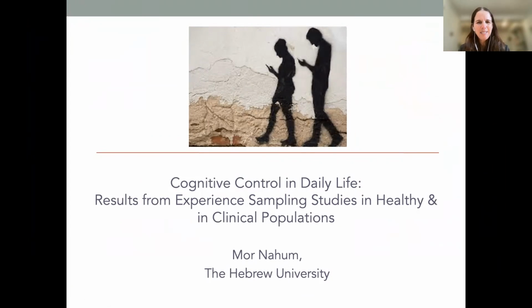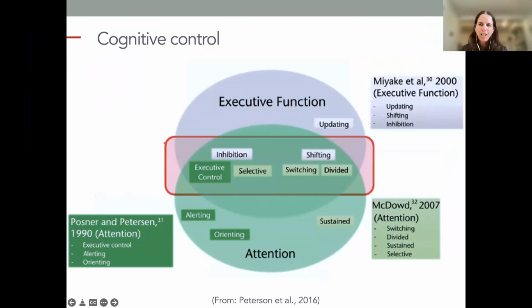Yes, as Hadas mentioned, today's talk will be devoted to cognitive control in daily life and showing some results that we have from experience sampling studies in both healthy and clinical populations. I know that we all are familiar with the term cognitive control, but when you look at the literature, there are multiple frameworks with various definitions.